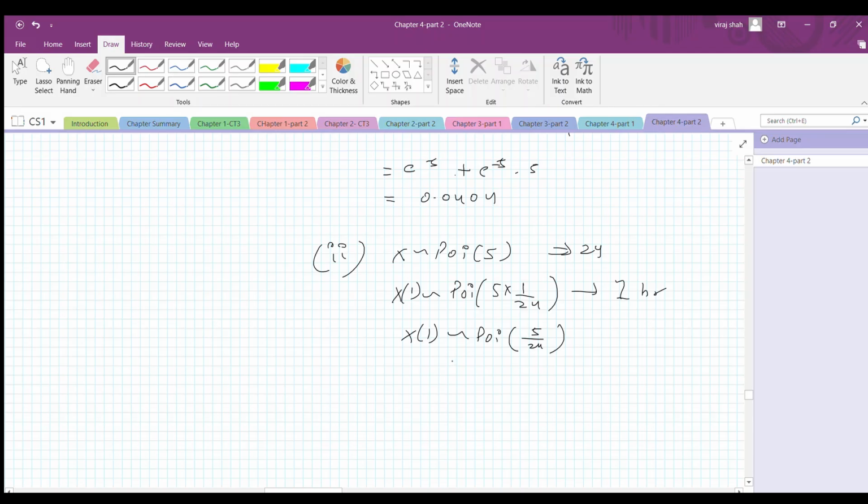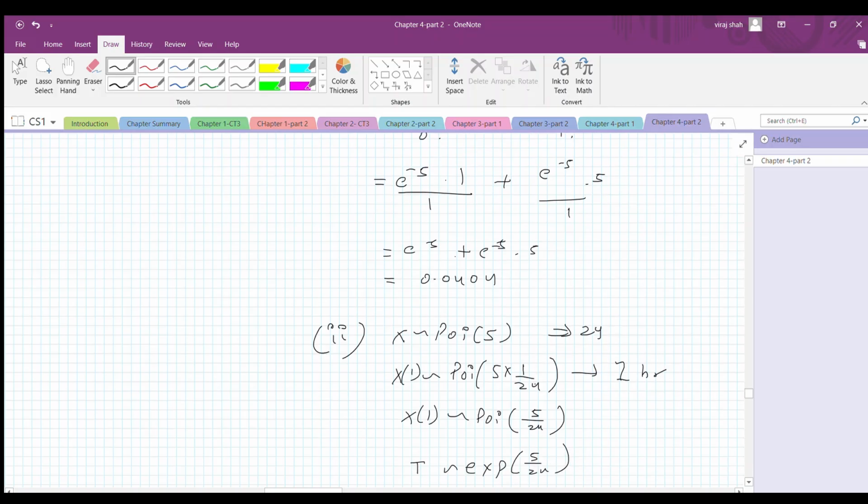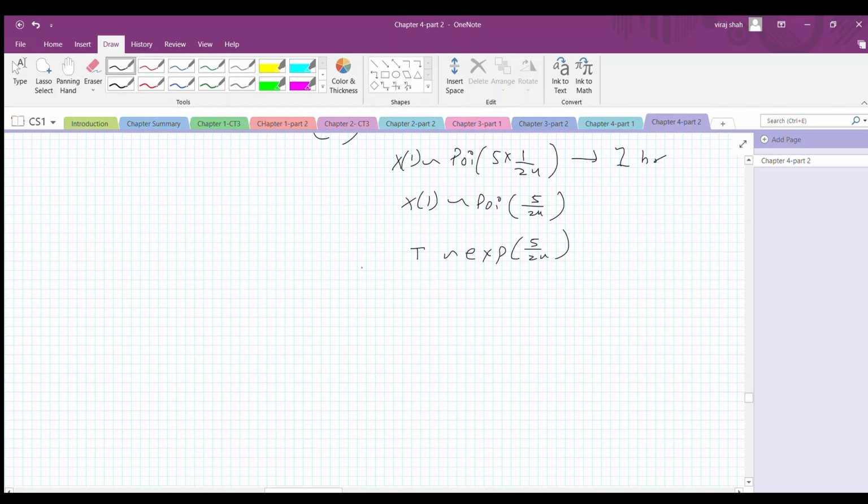Okay. I want to calculate my waiting time. I already proved that my waiting time follows exponential with the same parameter. So I can write it here. And what was I asked? Next claim is reported less than 1 hour. So basically, time for reported claims is less than 1 hour.